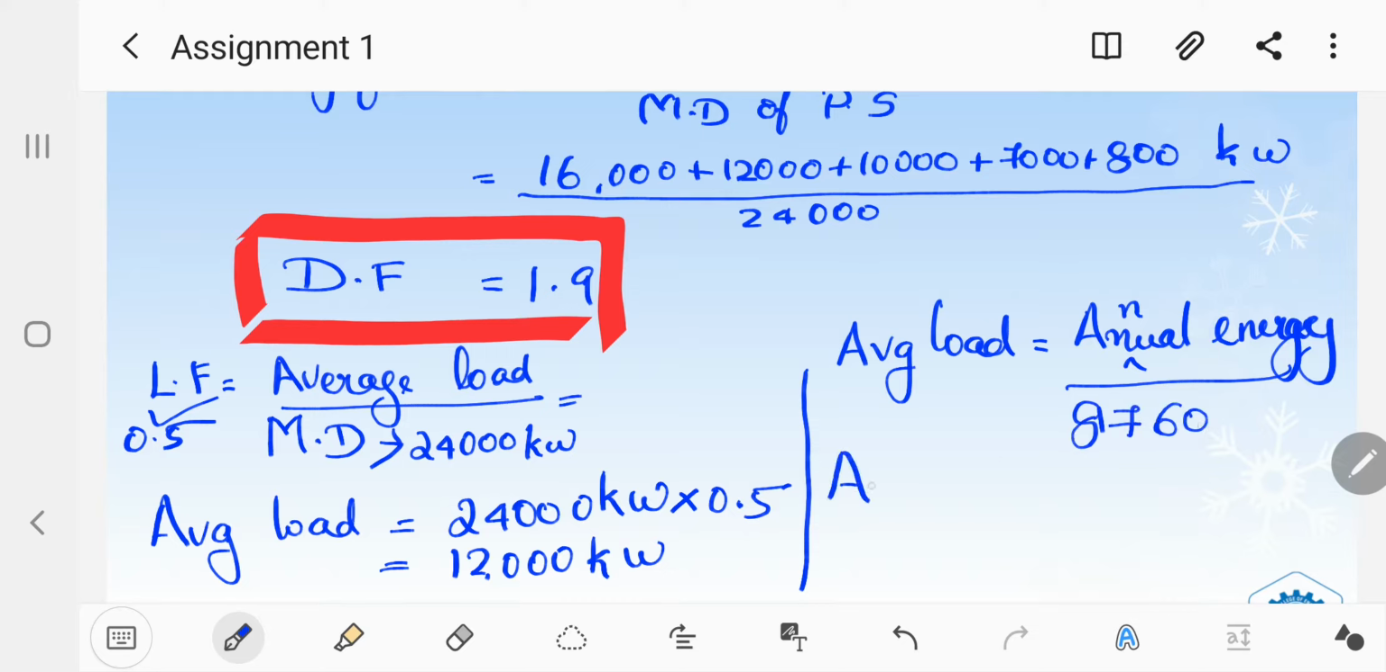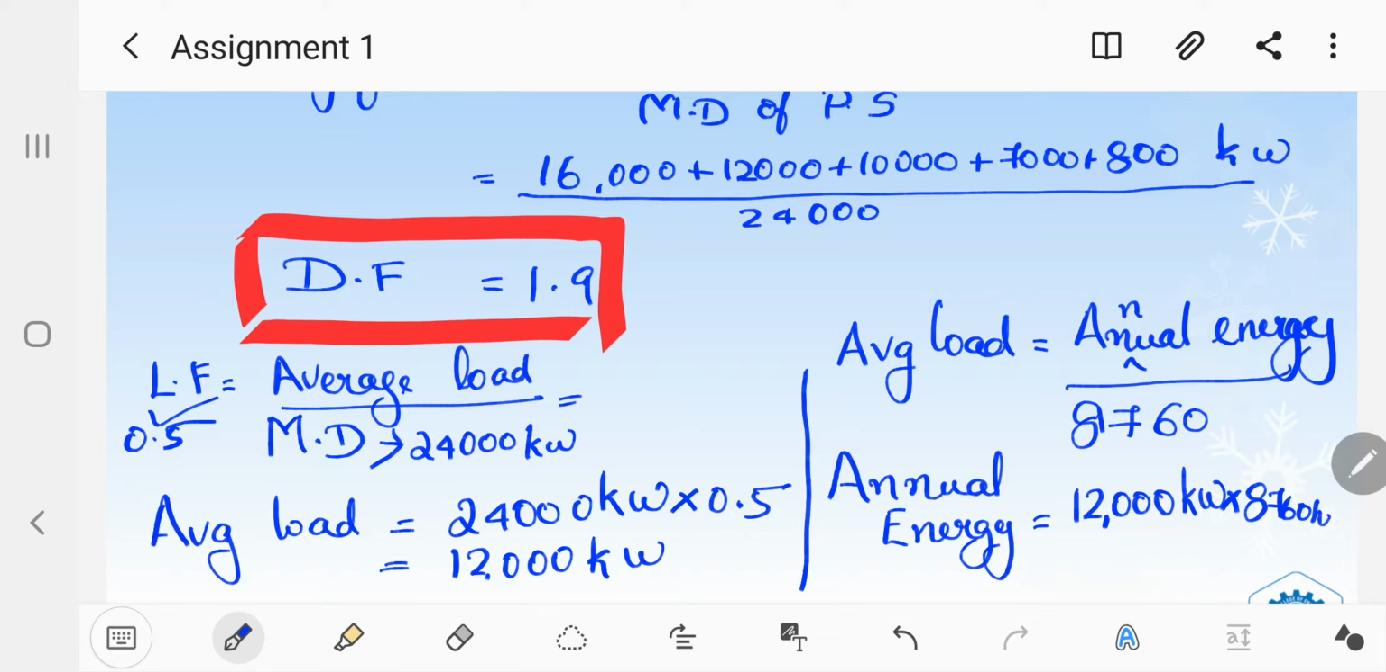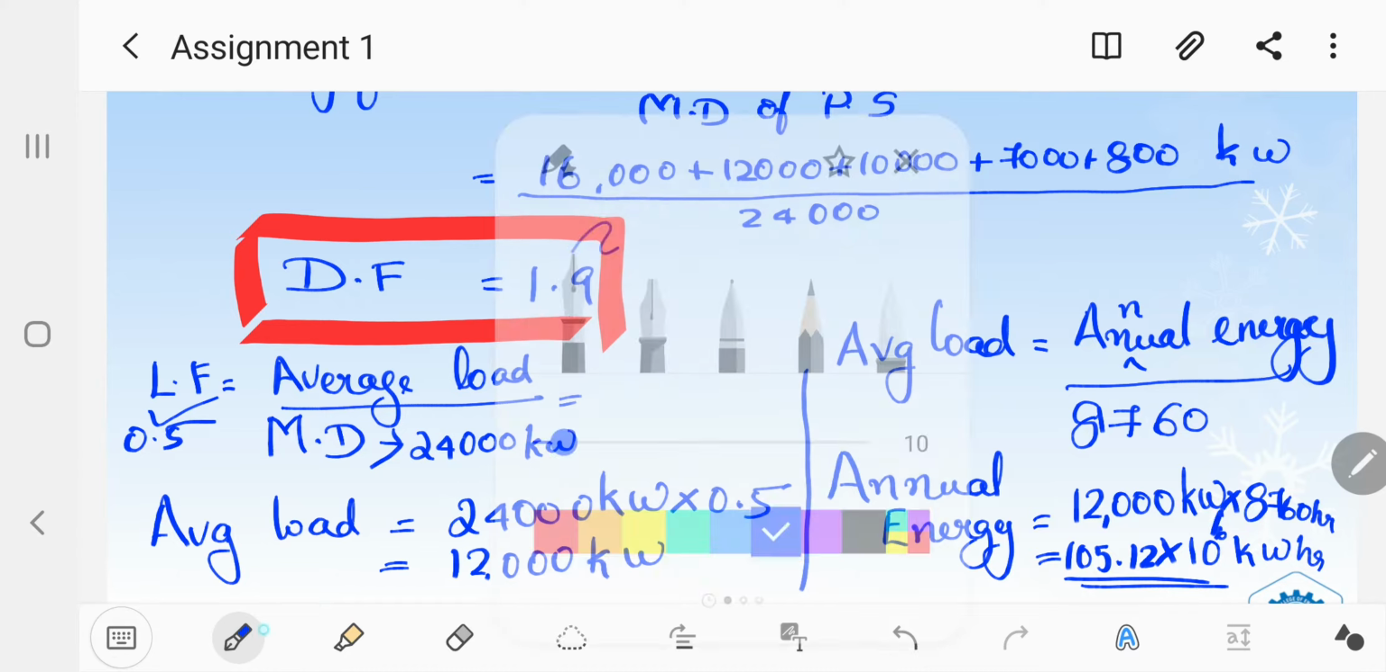So what will be the annual energy supplied? Annual energy will be equal to 8,760 into the average load, which means 12,000 kilowatt into 8,760 hours, which means it will be the same as the previous answer, that is 105.12 into 10 raised to 6 kilowatt hour. So this answer is the same as we got in the previous case.